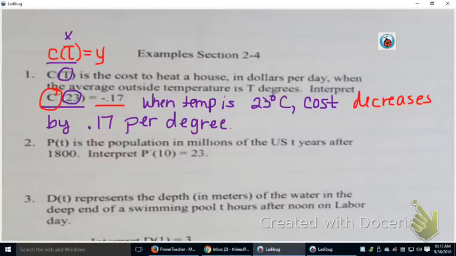Alright, so on this next one, talking about population, I want you to see there is a prime right there. I know it's hard to see on here, but there is a prime, so I'm just going to make sure you can recognize that. Alright, population, P of T, is the population in millions of the U.S. T years after 1800. Interpret P prime of 10 equals 23. Okay, normally I just start by figuring out what x and y is. X is whatever's in parentheses, it's the T, which is the years. Y has to be the P, the big P. And that represents population.